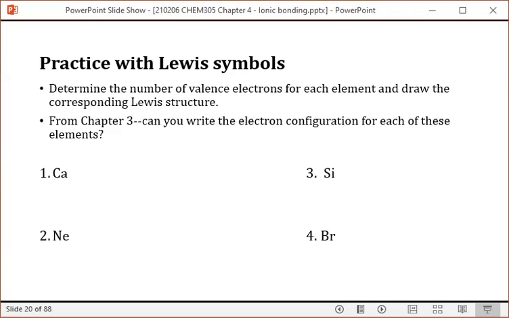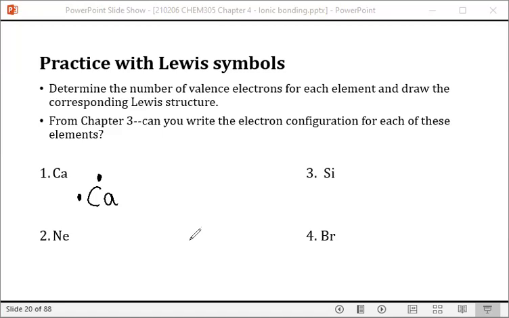So let's start with number 1, calcium. Calcium is an alkaline earth metal. It's in the second column of the periodic table in group 2A. So because calcium is in group 2A, the second column of the periodic table, it's going to have 2 valence electrons. So to write its Lewis dot symbol, we write Ca with 2 dots to show its 2 valence electrons.